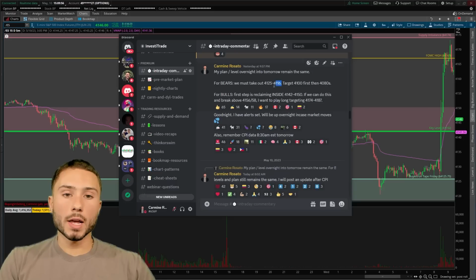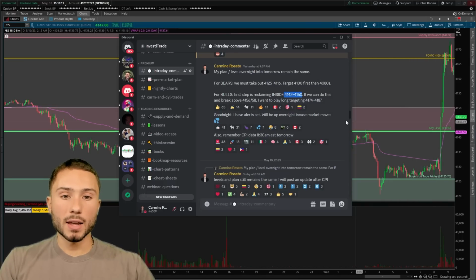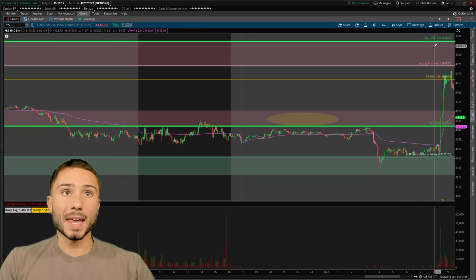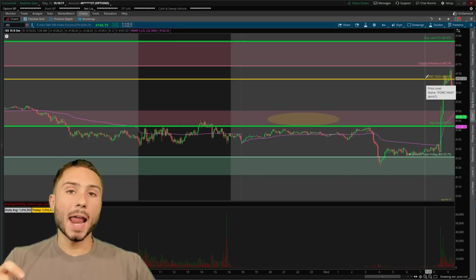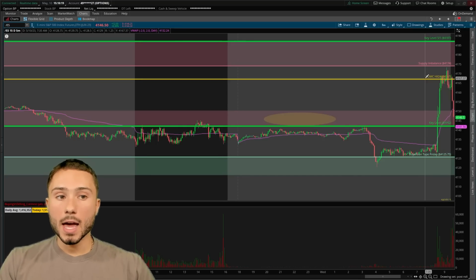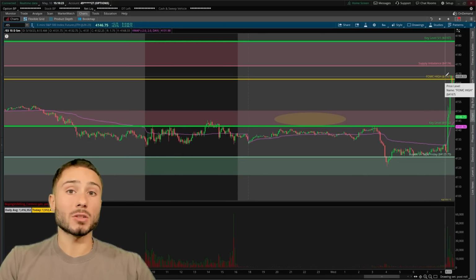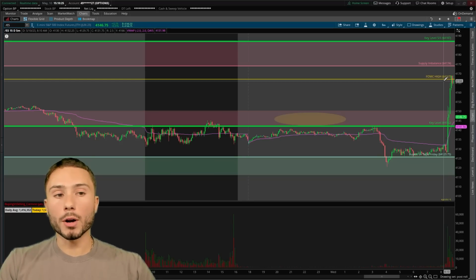The first one is 4125 to 4116, which you could see by this green box on the lower right side of my screen. The second is 4142 to 4150, which is this pink box with a green line inside of it. And then to the upside, we had 4174 to 4187. And then we had a high at FOMC day last week at 4167. Usually highs or lows based off of FOMC are important reference areas.